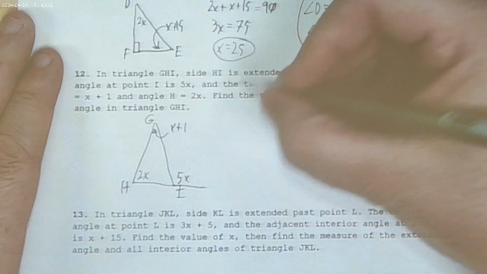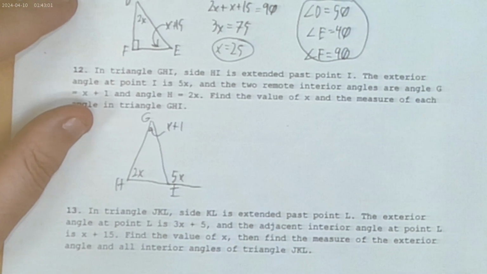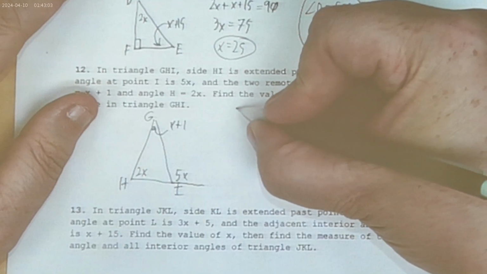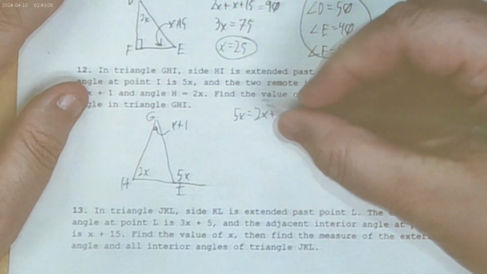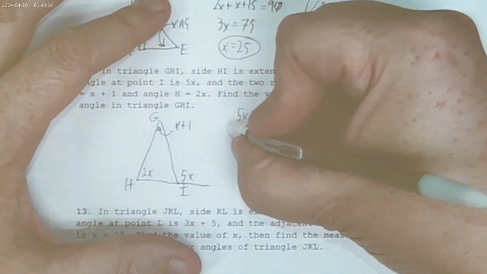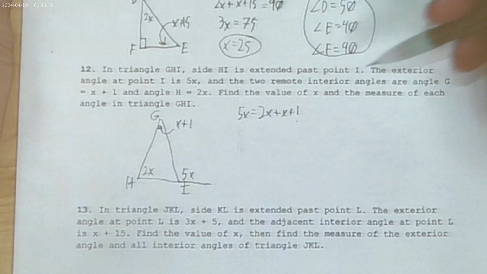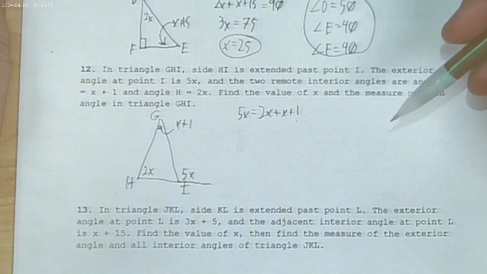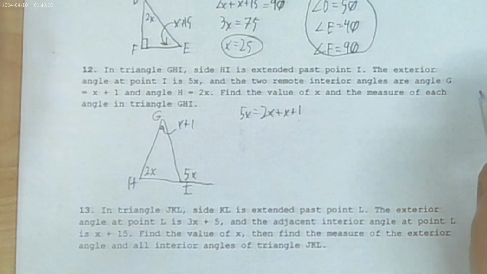So, all I'm going to do is, I have to find angle I also. But I need to find x in order to solve for I. So I'm going to use the exterior angle theorem and set 5x, and this is just to find x, equals 2x plus x plus 1. And so I don't like where this is going. But let's see, 5x equal to x plus 1 and then 2x.